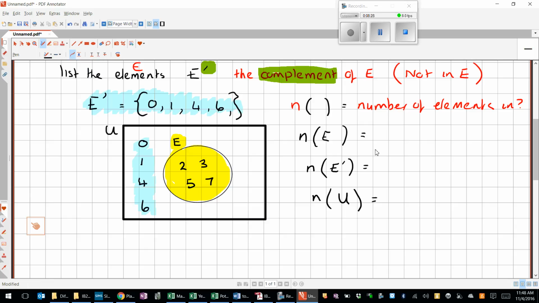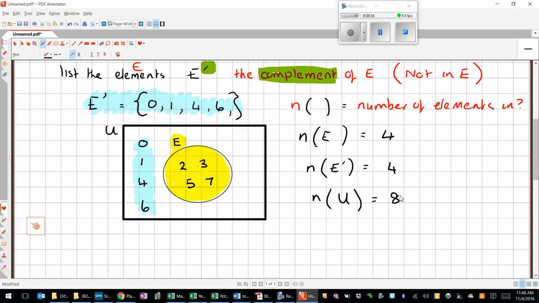Some people make the mistake of listing the numbers, but we actually want to know how many numbers. Some people make the mistake of adding the numbers up, but we don't want to know that. Each number is a separate element. That's all. So what about n(E complement)? 4, 4 again. n(U)? 8.